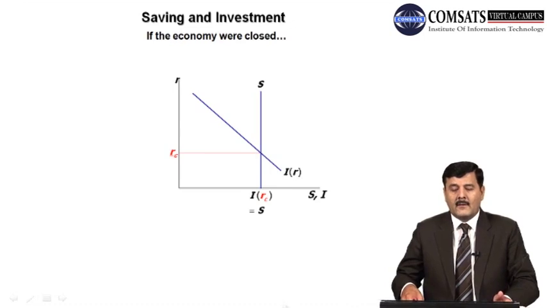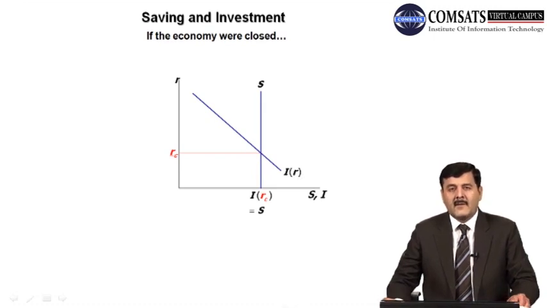Now if you look at this diagram, if the economy were closed, we have a given level of the savings curve, which is vertical, then the investment curve is downward sloping, and the economy is in equilibrium at the point where both of these two curves, which you can see in front of you, intersect each other. Where they intersect, at this point saving is equal to investment, and this also determines the interest rate in the country, in the economy.